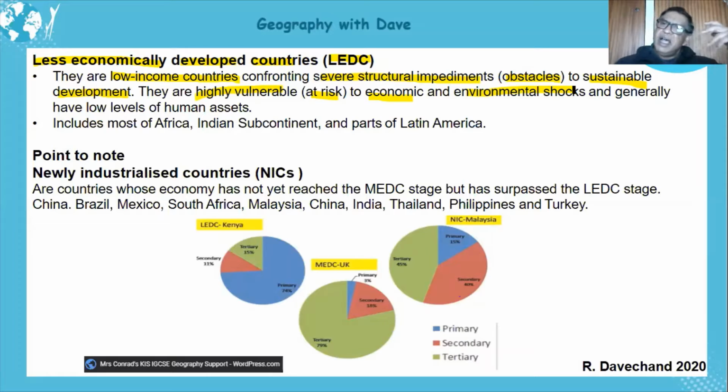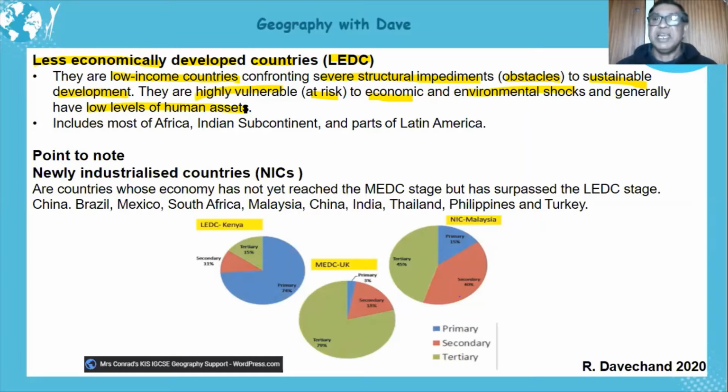If there's a hurricane or tornado, or a tropical cyclone, or massive floods, they suffer a lot. They don't have the necessary income and infrastructure to look after their people. Generally, they have low levels of human assets, in terms of skill, in terms of financial resources, etc.